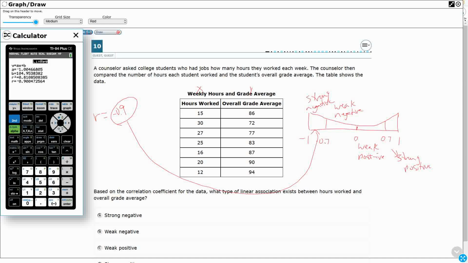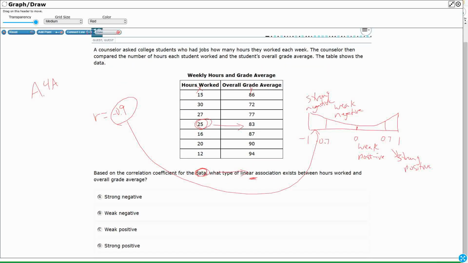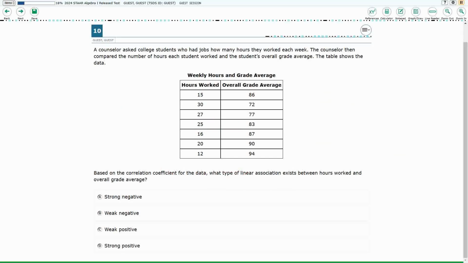Strong negative. That means the more hours you work, the lower your grade point average. And that does make sense. Look at our lowest hours worked. That correlates with our highest grade point average. Look at our highest hours worked. That correlates with our lowest grade average. Now, it doesn't necessarily follow that it's a straight line. There's going to be some bumps in there, but it is a strong negative. And so that is going to be our answer of A, strong negative correlation.